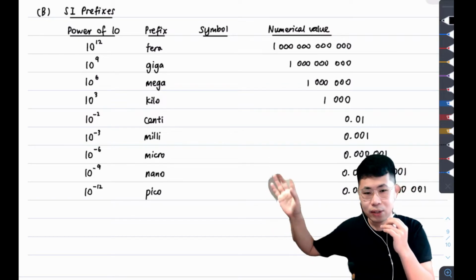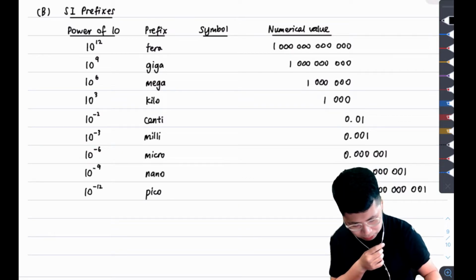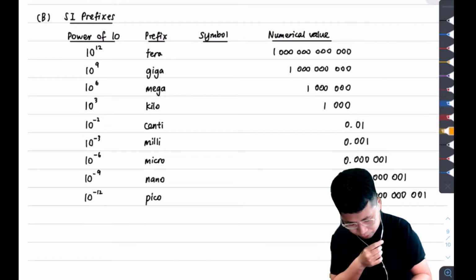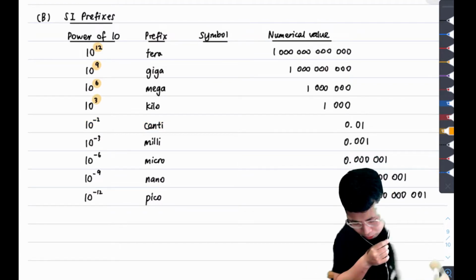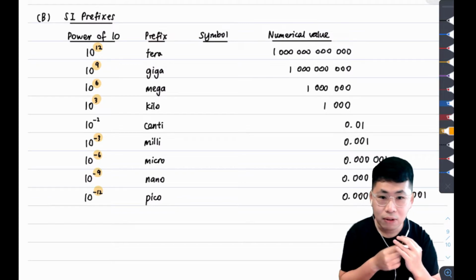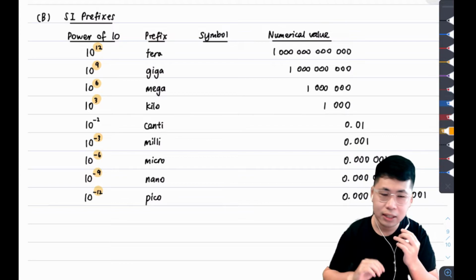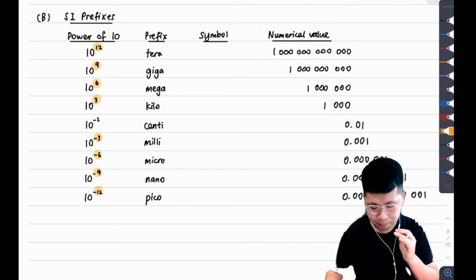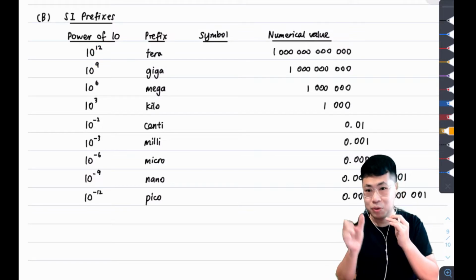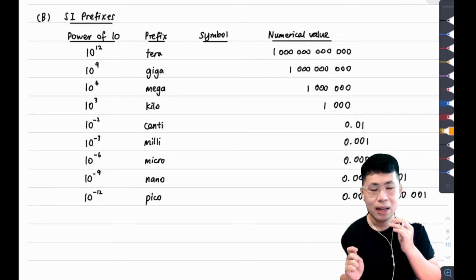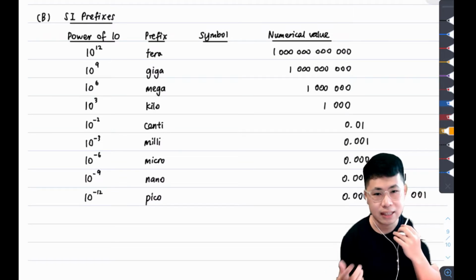Over here, as you can see, the only odd one out is centi. The rest, if you notice the power, the powers are multiples of 3. It can be positive 3, negative 3. I think these are usually the milestones where we write numbers, we usually write in 3 zeros. I don't know why, but I think someone came up with this system and everyone just decided to follow it.